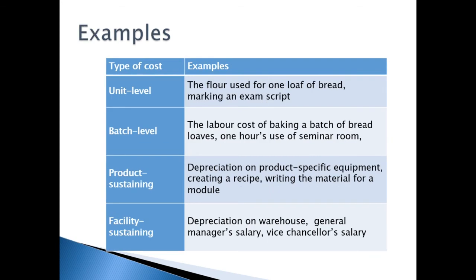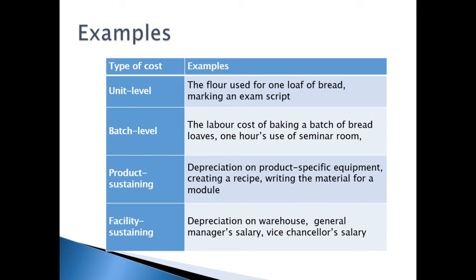So here are some examples of the different types. At the unit level, if you're making a loaf of bread, it's the flour you use. If you're running an educational program, it could be marking the script for just the one student. At the batch level, if your bread tends to be made in batches, so you make up a whole load, the labour of that is the cost of the batch. Or if you're teaching a seminar with 20 or 30 students in it, it's the cost of the room.